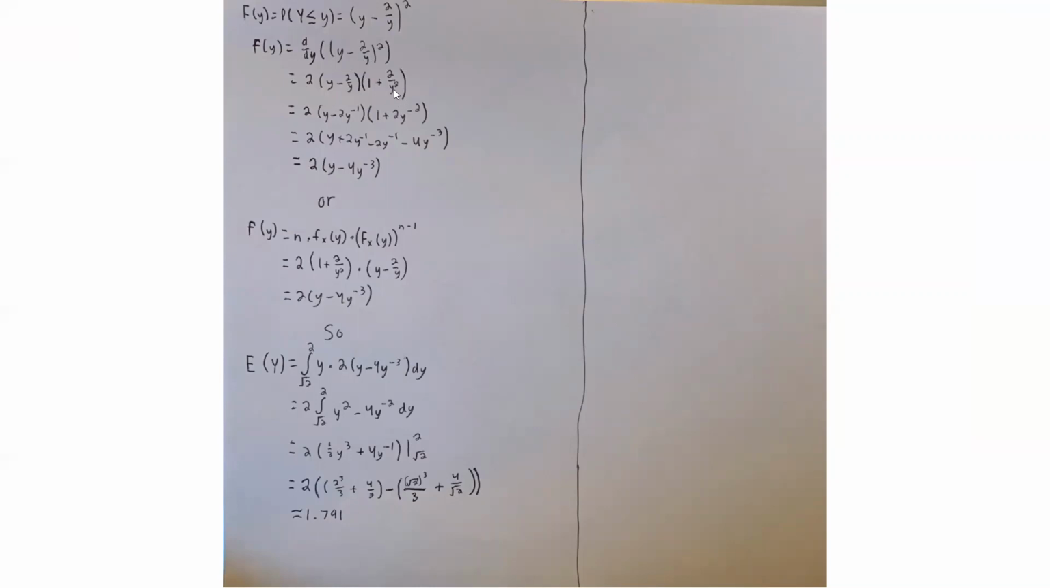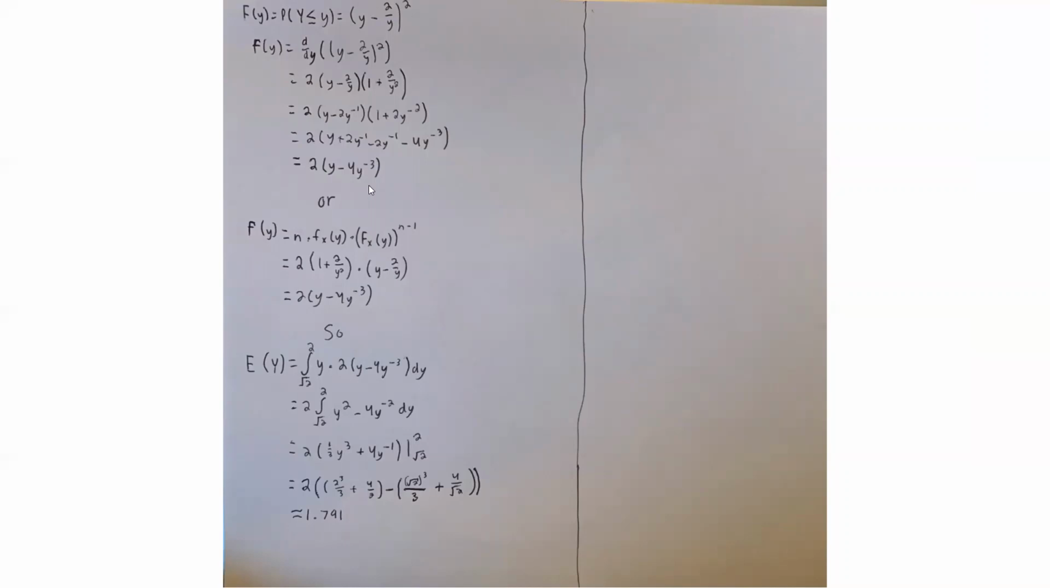And then just rearranging, you get 2 times (1 − 2y⁻¹) times (1 + 2y⁻²). And then when you multiply these two expressions together, you get 2 times (1 + 2y⁻¹ − 2y⁻¹ − 4y⁻³). As you can see, these two cancel to just give you the PDF of Y, which is 2 times (1 − 4y⁻³).